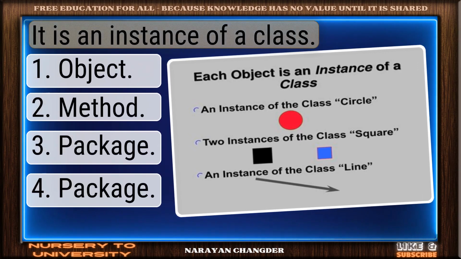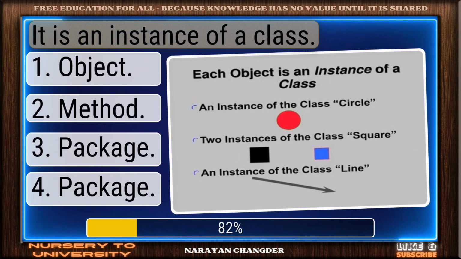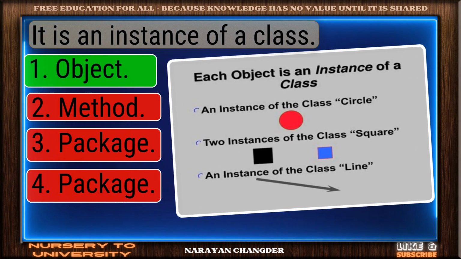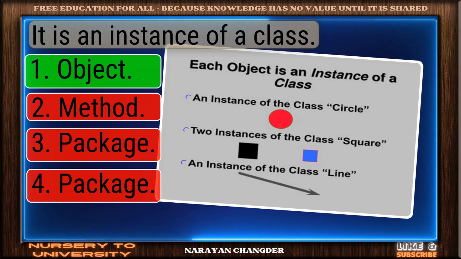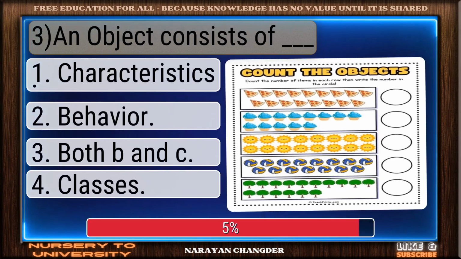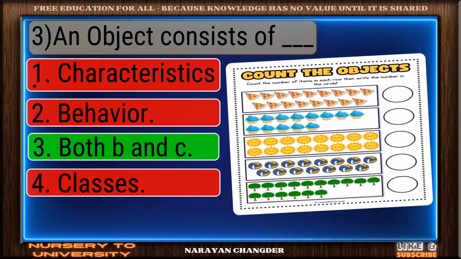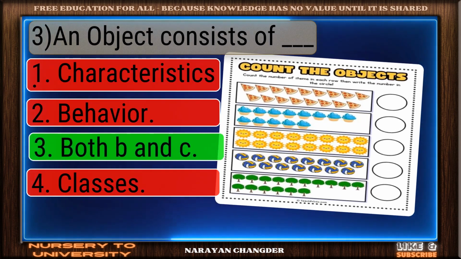Question number 66. It is an instance of a class. Well done. Object is the right choice. Question number 67. An object consists of dash. Solid response. Both B and C is a valid choice.